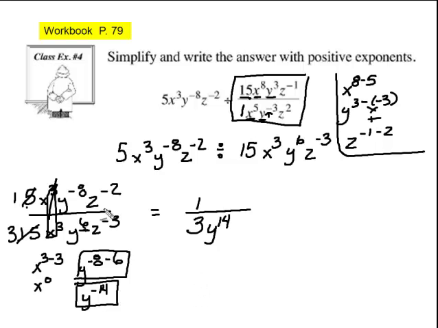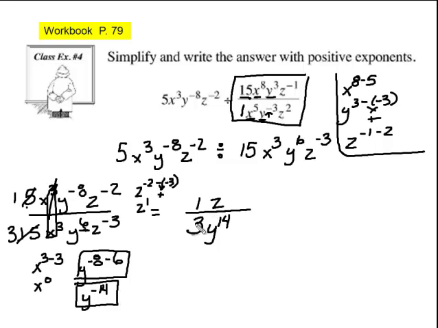And let's have a look at the z and see what happens there. Z to the -2 minus -3. In that case, the subtract a negative means add. So I get z to the 1, which is really just z. Since that's a positive exponent, I will leave it alone in the numerator.